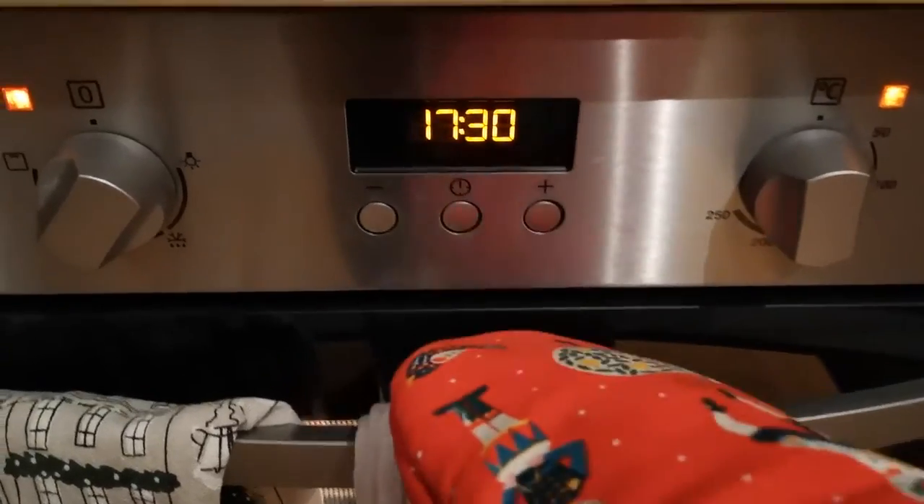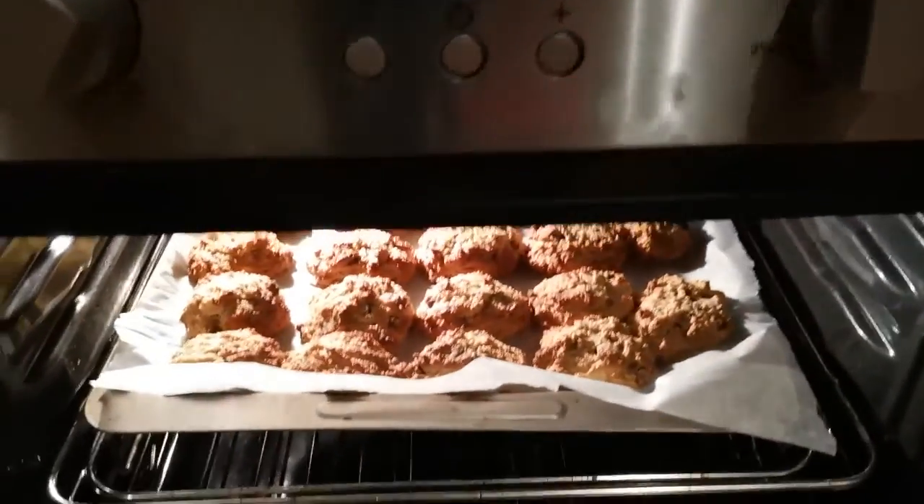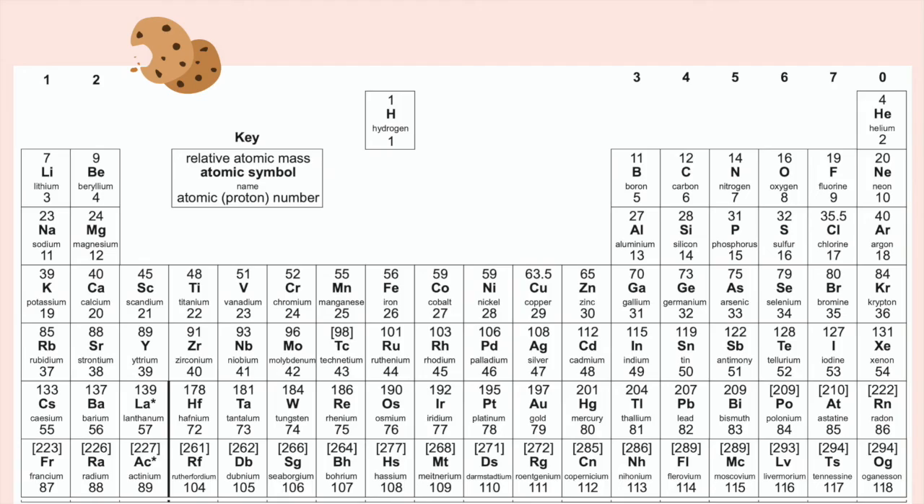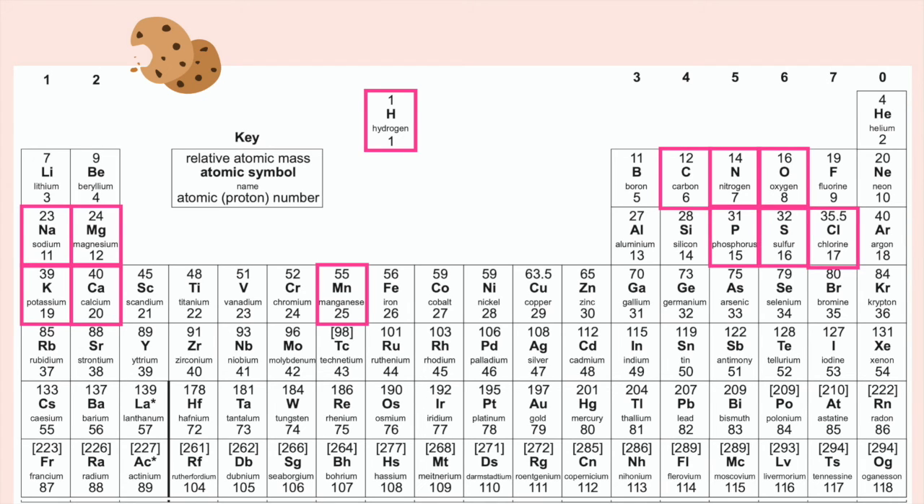Now that we've looked at all the different elements found in the ingredients of my cookies, we can build a periodic table of chocolate chip cookies. Let's go in order of atomic number, so starting with hydrogen, carbon, nitrogen, oxygen, sodium, magnesium, phosphorus, sulfur, chlorine, potassium, calcium, manganese, iron, copper, zinc, selenium, and iodine.